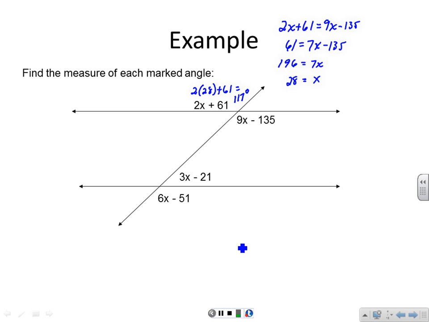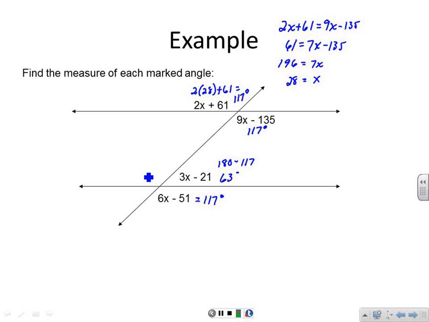So since these two angles, the 2x plus 61 and the 9x minus 135, are vertical, we know that this one's going to be 117 as well. We know that corresponding angles, 9x minus 135 and 6x minus 51, are congruent, are the same. So we know that this one's 117 as well. And then these two angles are adjacent, so that means they have to equal 180. So we can take 180 minus 117 and get that angle, and that's going to give us 63 degrees.